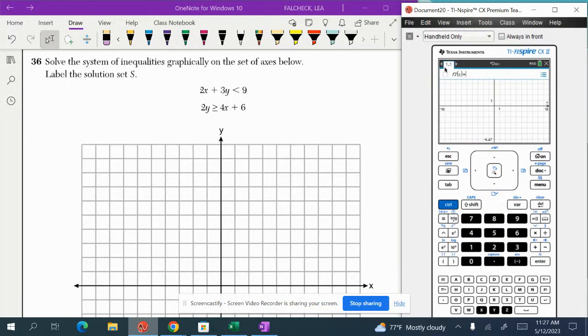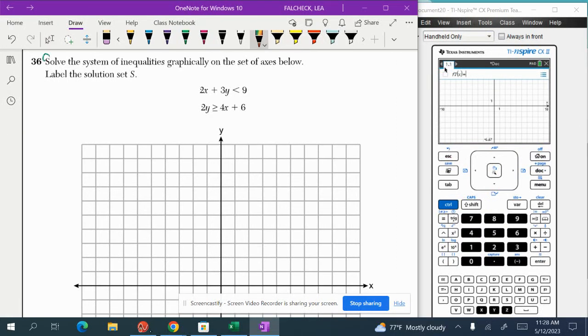Hey guys, number 36. Solve the system of inequalities. So our task is to solve the system of inequalities graphically on the set of axes below. Label the solution set S. Okay, so we are given a system of inequalities.